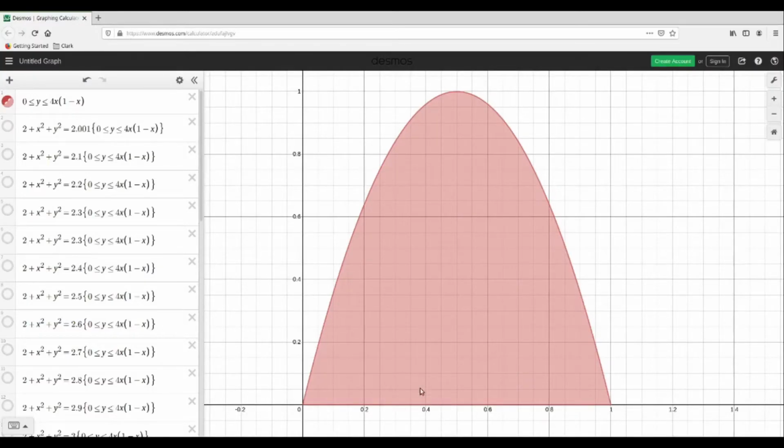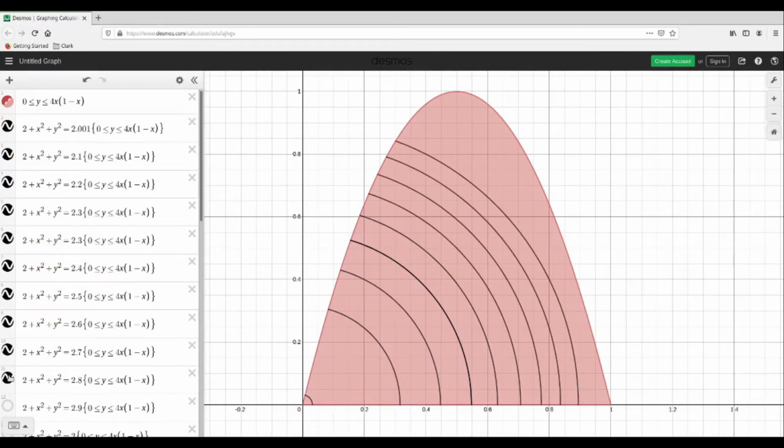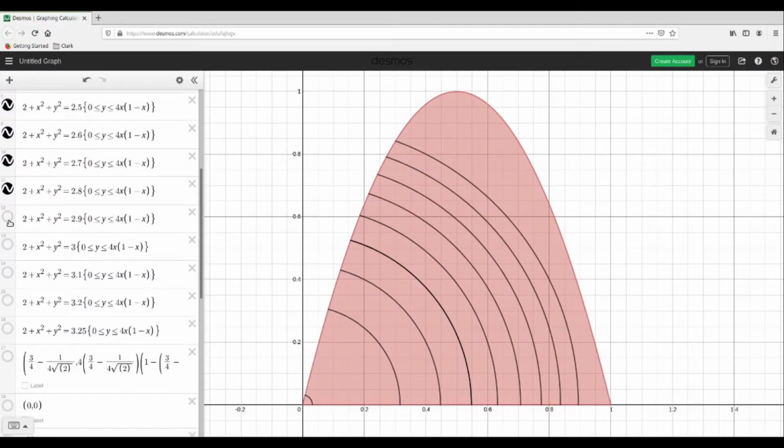So this is a Desmos plot of the domain itself. And if we add in some level curves, this first level curve is 2.001. The next one right here is 2.1, 2.2, 2.3, and so on and so forth. This is 2.8 right here, 2.9, 3.1, 3.2, 3.25.